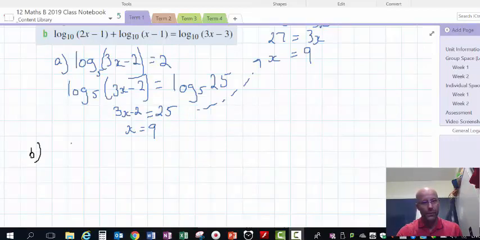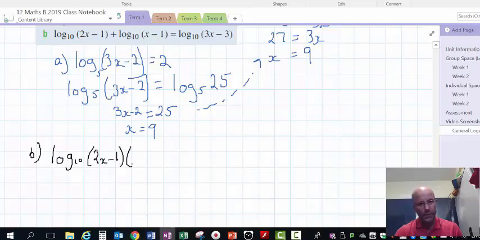In the second example it looks more difficult. You can see up the top of the screen we've got log of 2x minus 1 to base 10 plus log of x minus 1 to base 10 plus log of 3x minus 3 to base 10. I'm going to apply to the left hand side log law 1. We've got a sum, we can turn that into the log of a product. So we have 2x minus 1, x minus 1 as a product, and on the right hand side we make no changes.